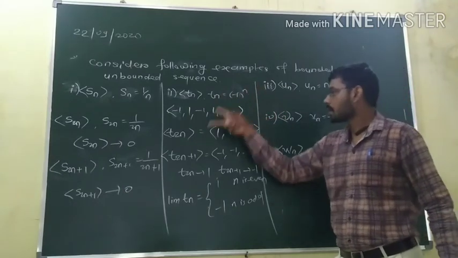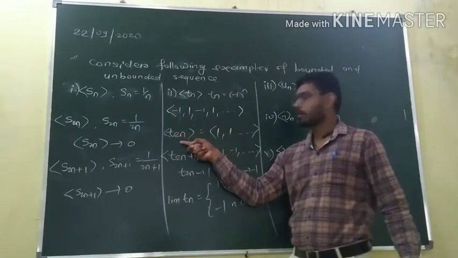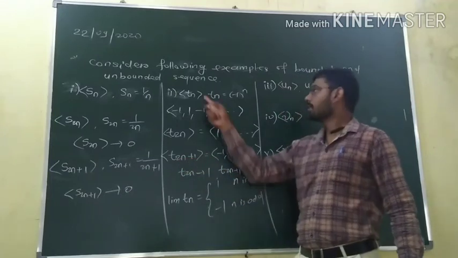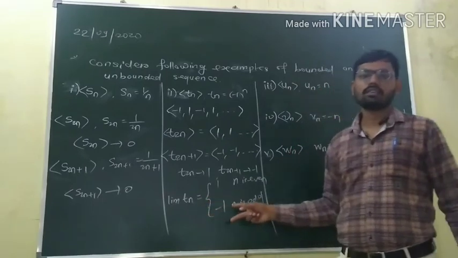But its subsequences have limits. The even position subsequence has limit 1 and the odd position subsequence has limit minus 1. But the sequence Tn is divergent, okay? Because the limit is not unique.